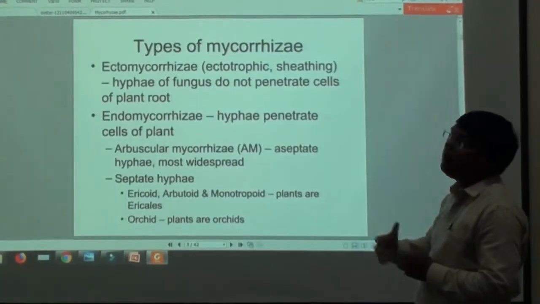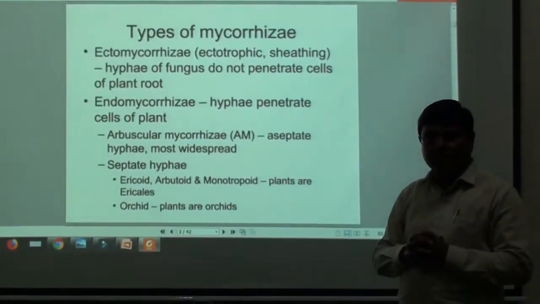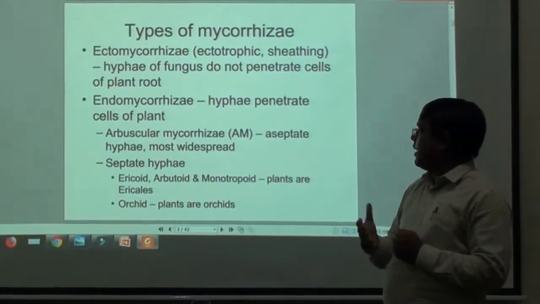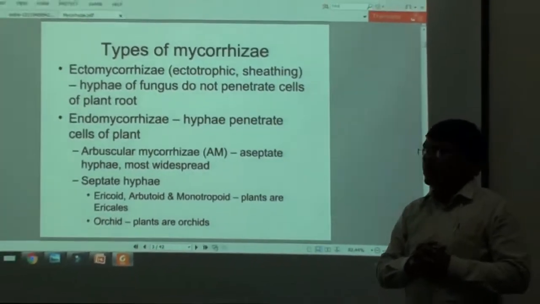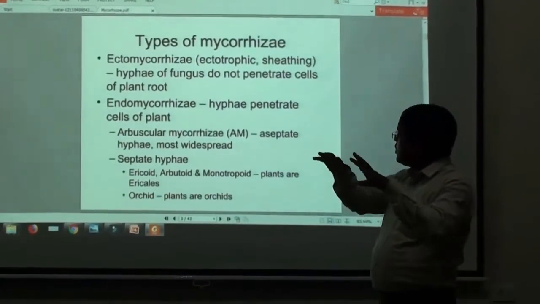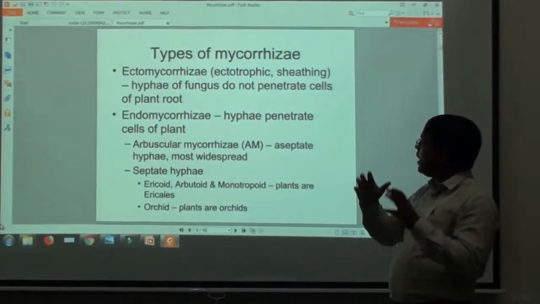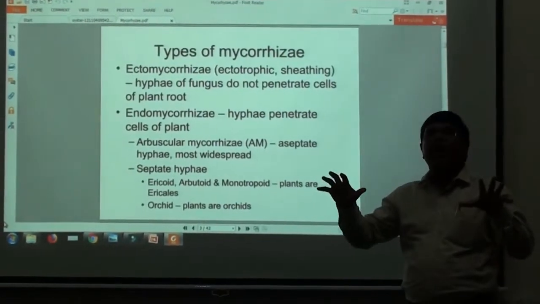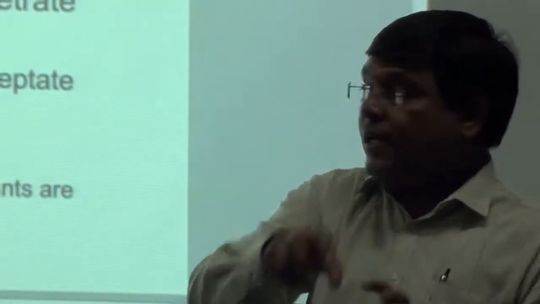When it comes to the types of mycorrhiza we can see here, ectomycorrhiza and endomycorrhiza. Here it basically explains two things. Ectomycorrhiza is ectotrophic and also has a particular sheath. Whereas endomycorrhiza has hyphae that penetrate the cells of the plant. In ectomycorrhiza, the hyphae of the fungus do not penetrate cells of the plant root. When it comes to endomycorrhiza, it penetrates cells of the plant. That way we can see.